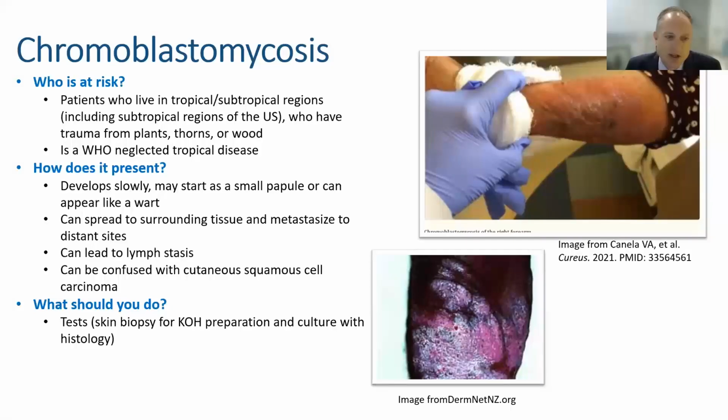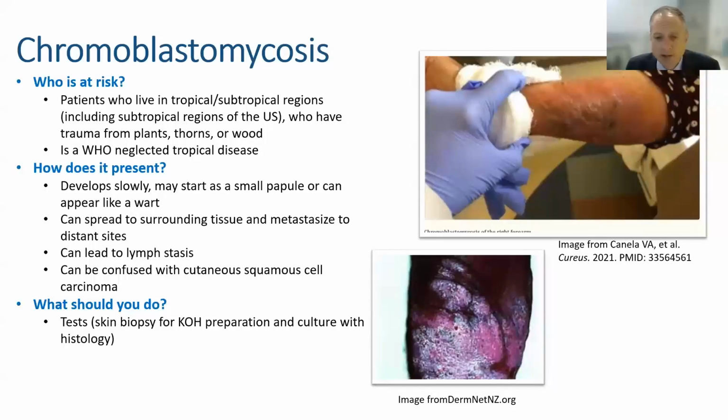So on initial presentation, it may start as just a small papule or a wart at the site of implantation. If you catch them very, very early, surgical removal of that site is all that's needed, but that's very uncommon. Unfortunately, they're often sort of overlooked by patients. They don't have a lot of symptoms during that time, and they can progress to the surrounding tissue. They can metastasize to distant sites. Uncommonly, they can cause significant lymphatic damage at their region of infection and cause lymphatic stasis. And with continual drainage, they can be confused with cutaneous squamous cell carcinoma.